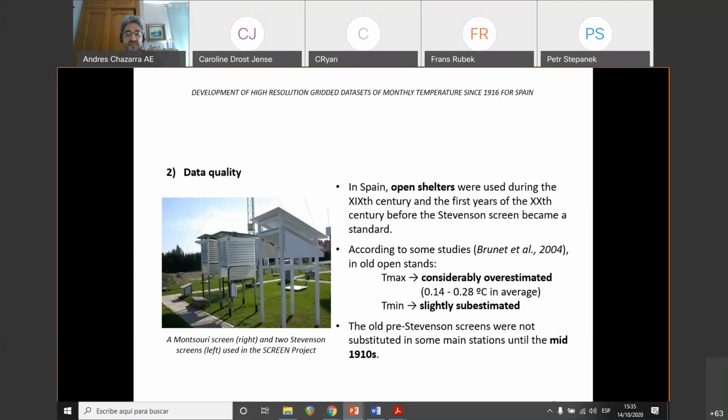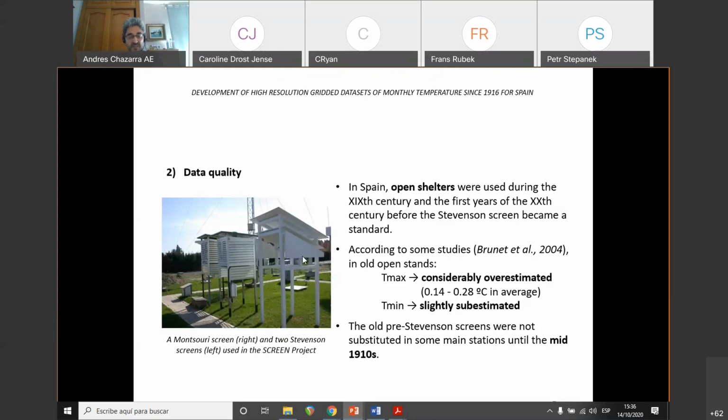And some studies have been carried out, like the SCREEN project that you probably know, to compare the temperature data registered in both types of screen. Here in the picture, we can see on the left a Montsouris screen replica. It's an open screen used in Spain, and I think it was also used in France. And on the right, we can see two Stevenson screens.